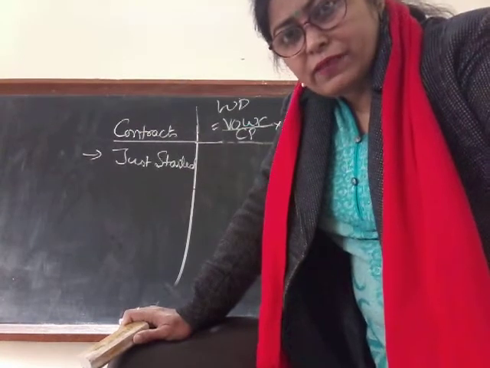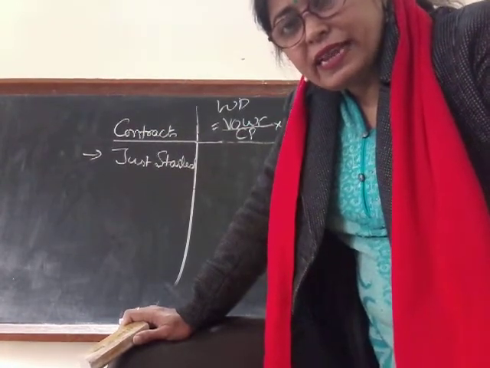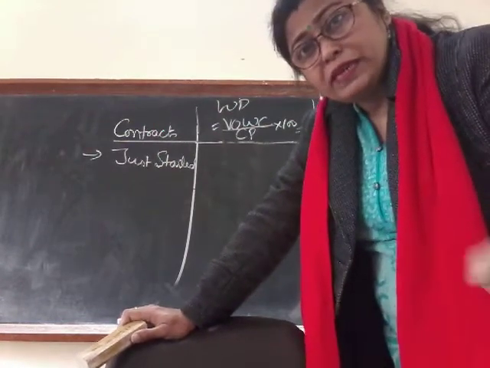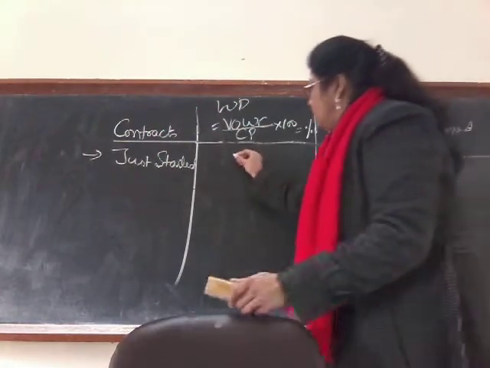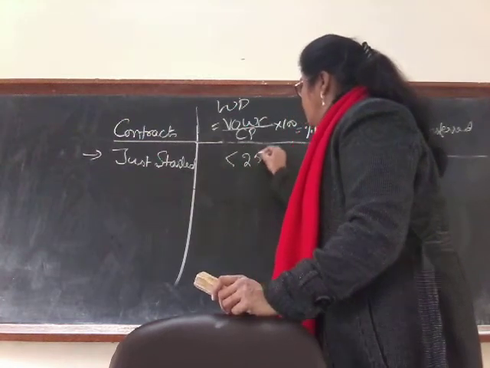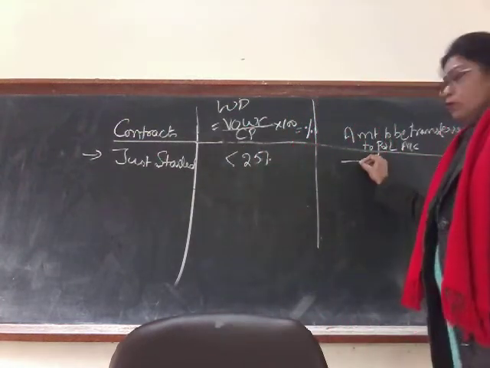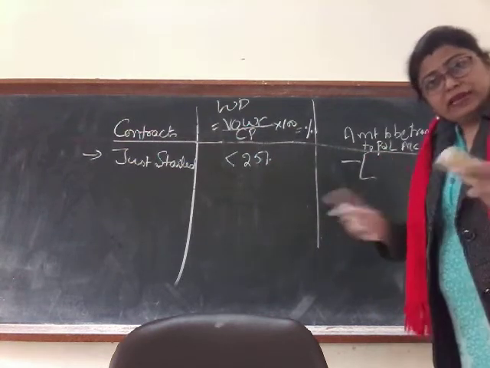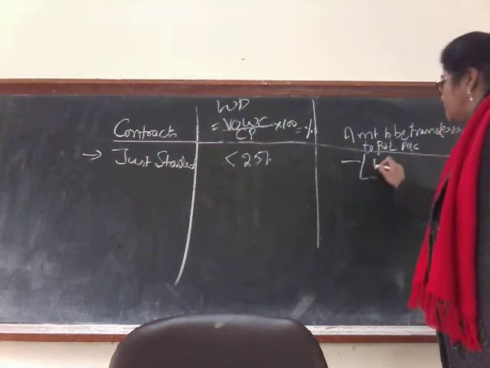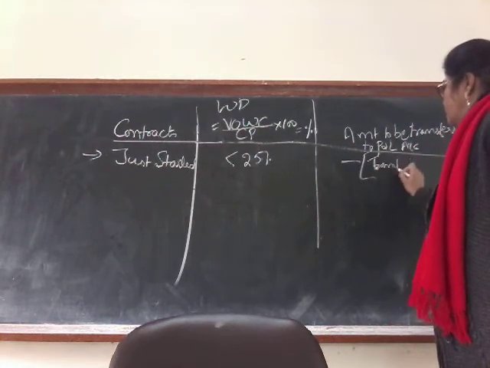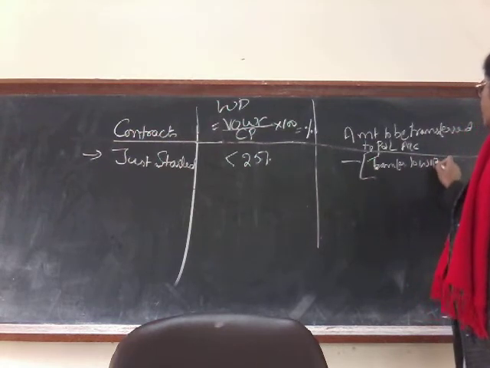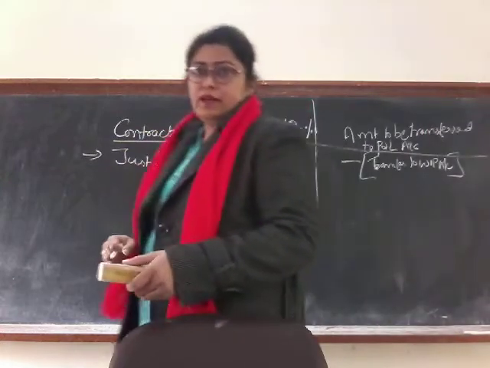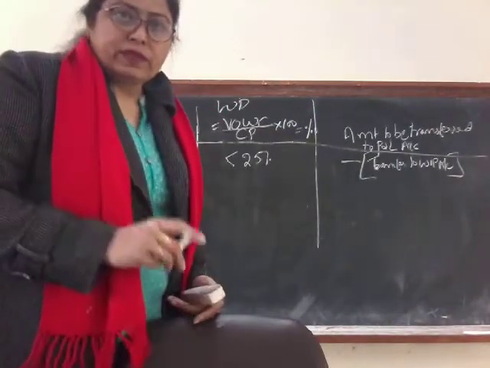Now in this case, if the work done is less than 25%, then no amount is to be credited to P&L. If the work done is less than 25%, then no amount is to be transferred to P&L, rather the whole amount will be put as reserve in work in progress account. Transfer to work in progress account whatever balance is there in the work in progress account. This is the first case.